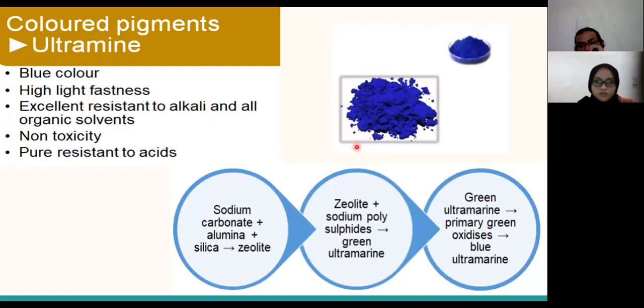Next. The next one is color pigments. The example of color pigments is ultramarine. It has a blue color, high light fastness, and excellent resistance to alkali and all organic solvents. It is non-toxic and has poor resistance to acids. This chart shows how blue ultramarine is formed: sodium carbonate reacts with alumina and silica to form a zeolite. The zeolite then reacts with sodium polysulfides to form a green ultramarine. Then the green ultramarine is heated in the furnace, with oxidizers, to form a blue ultramarine.